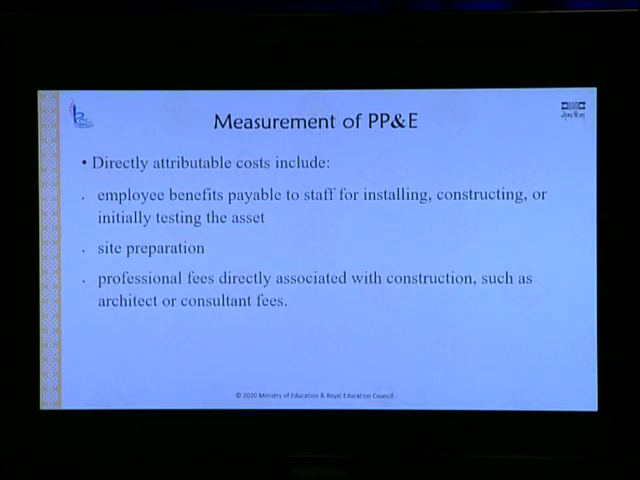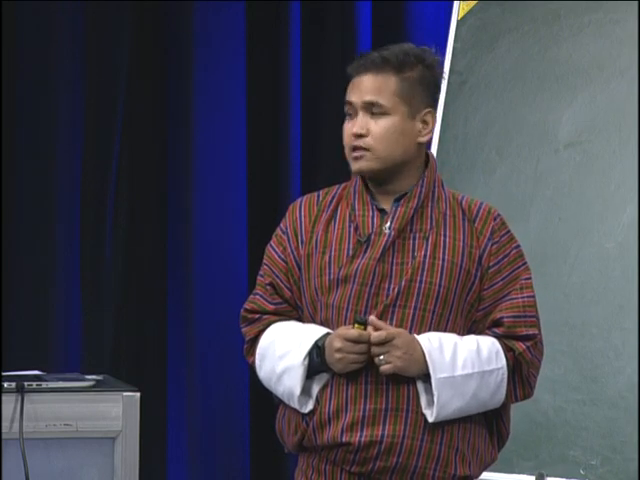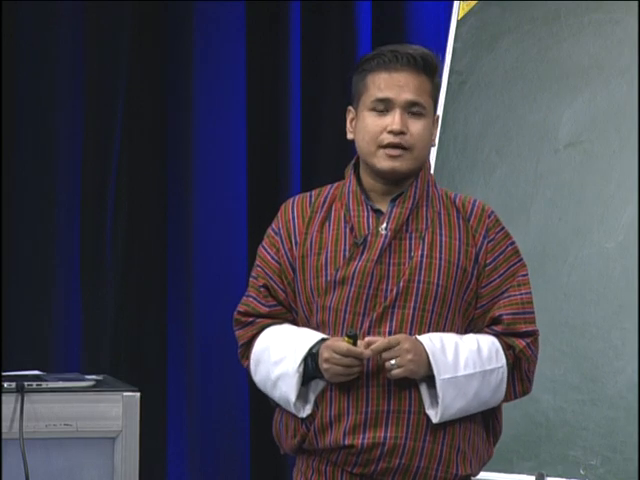Then we have professional fees directly associated with the construction, such as architect or consultant fees. If the company is going to construct a building, the company needs to have a design of that building, and a design will be made by an architect. So, the fees which the company pays to the architect should also be included with the cost of PPE. Then any other costs directly attributable, associated with assembly cost.